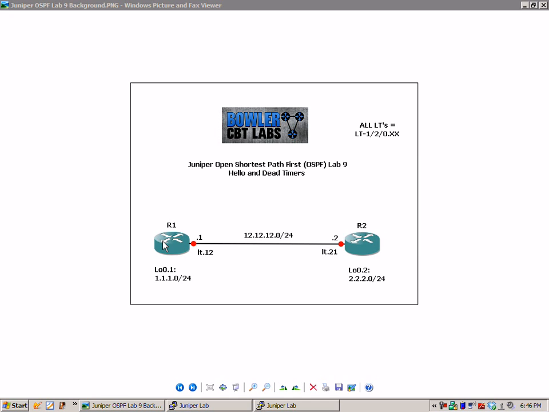We are going to set up OSPF between R1 and R2. We're going to advertise all of the interfaces in this lab into OSPF area 0.